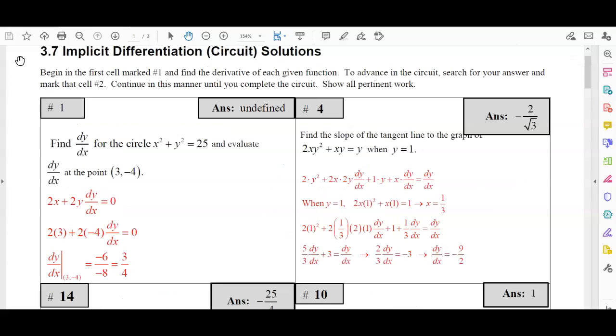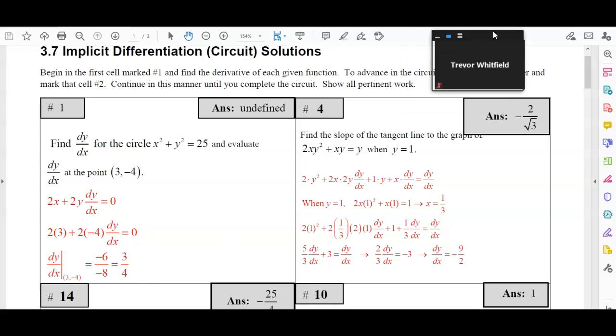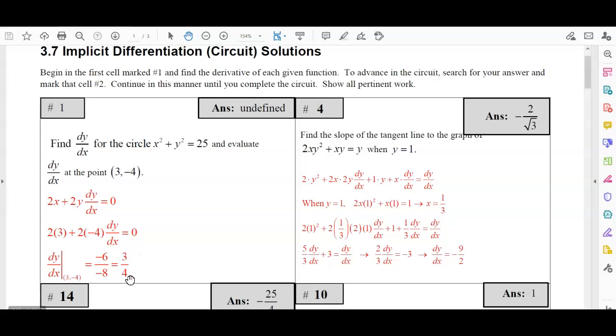Alright, so like I said, on Friday we focused a lot on working on the implicits. So something like number 1 asks you to find the derivative for the circle. So you have an x squared, you take your derivative, and then you're evaluating the derivative at a point. What that does is that dy dx at the point (3, -4) represents the slope of this figure at that point. So again, that represents the slope of the circle at this point.